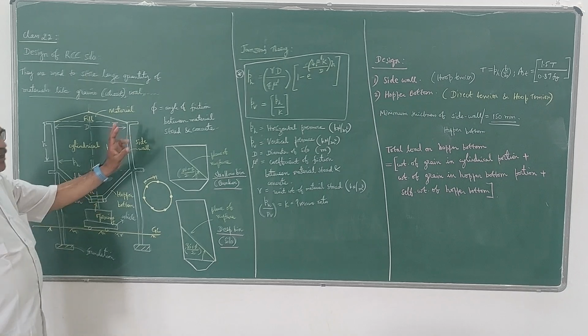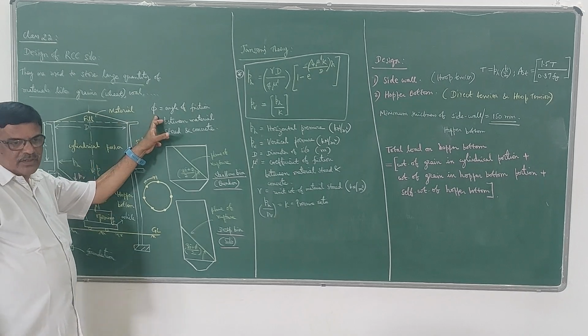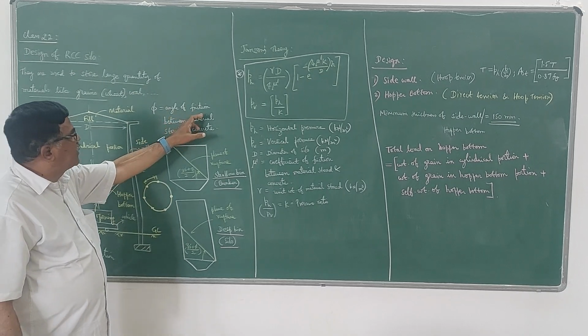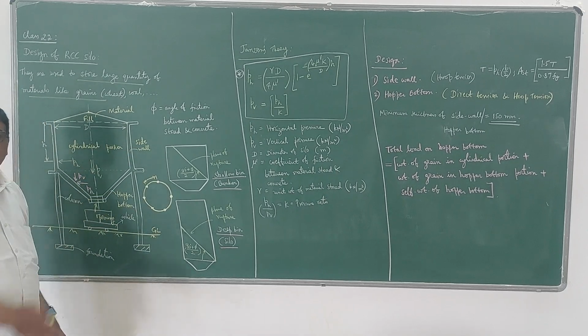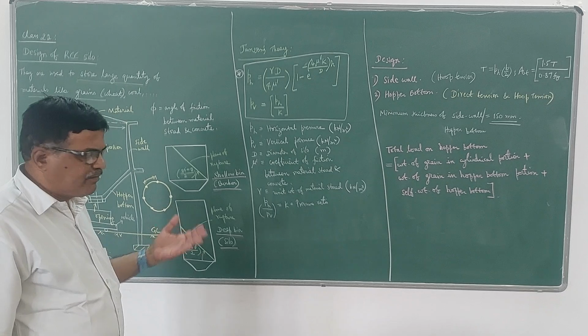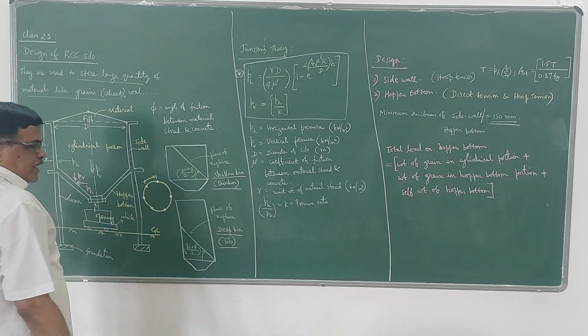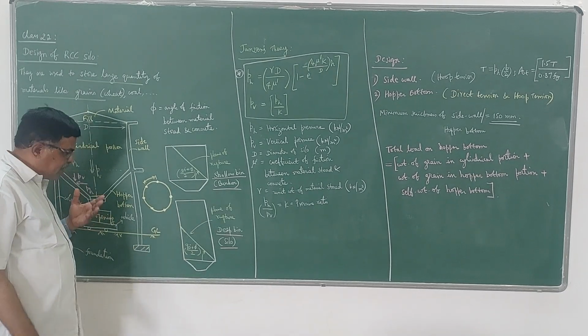For that we require one thing called phi. This phi is nothing but the angle of internal friction between the material stored and concrete, whose value will be known, maybe 25 degrees, 26 degrees, 28 degrees, like that, depending on the type of material.